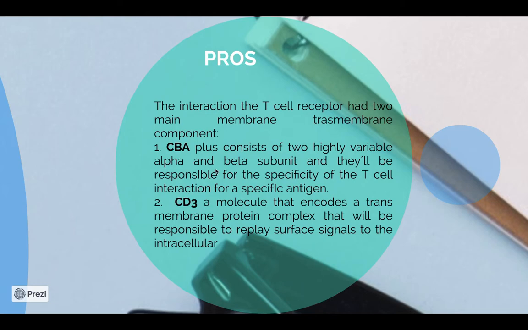And pros and cons. The T cell receptor has two main transmembrane components. Number one is the CD3 alpha plus, consisting of two highly variable alpha and beta subunits, and they are responsible for the specificity of the T cell interaction for a specific antigen. Number two is the CD3, a molecule that encodes a transmembrane protein complex that is responsible for transport to the surface and signaling to the intracellular.